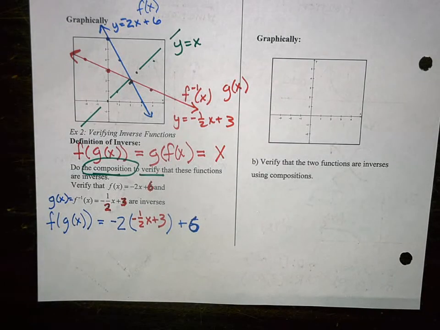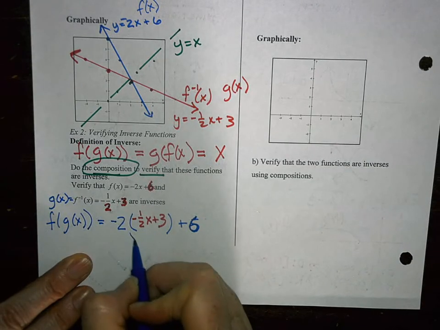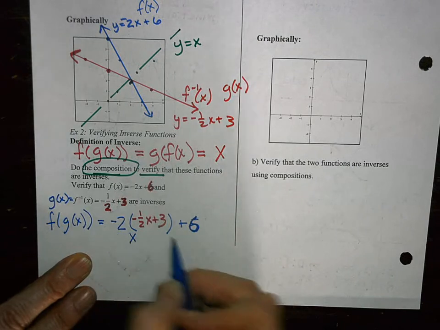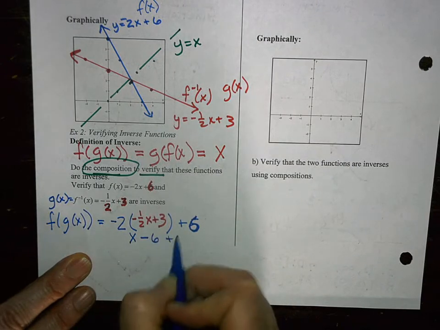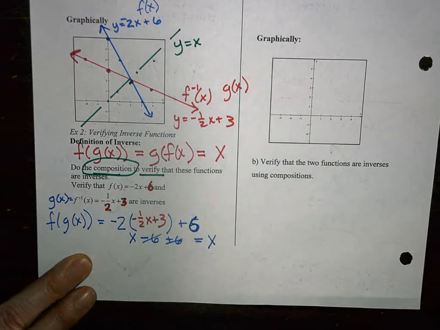Just do the math. When I work this out, negative 2 times negative 1/2 x is x. Negative 2 times positive 3 is negative 6, plus 6. These cancel, and my answer is x. So far we check out.